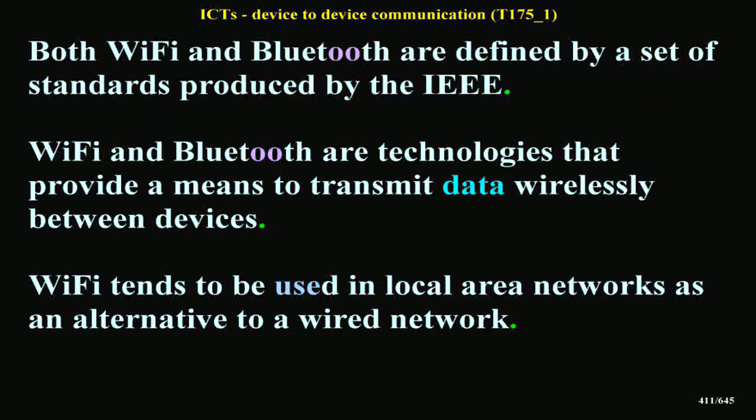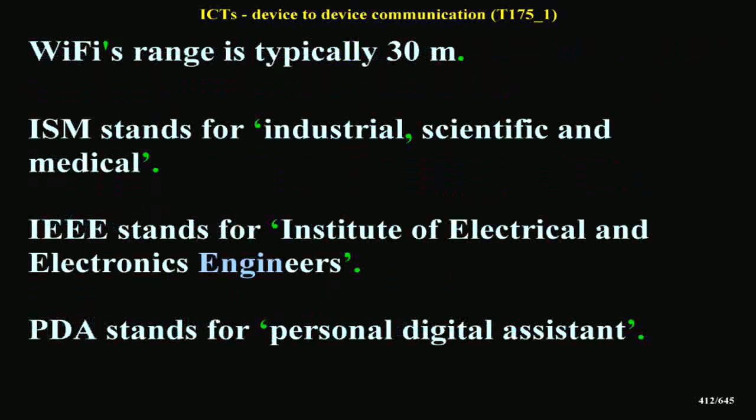Wi-Fi and Bluetooth are technologies that provide a means to transmit data wirelessly between devices. Wi-Fi tends to be used in local area networks as an alternative to a wired network. Wi-Fi's range is typically 30 m. ISM stands for Industrial, Scientific and Medical. IEEE stands for Institute of Electrical and Electronics Engineers. PDA stands for Personal Digital Assistant.